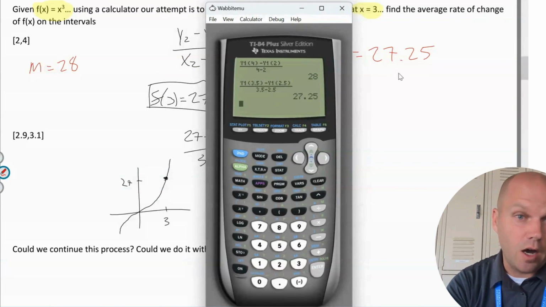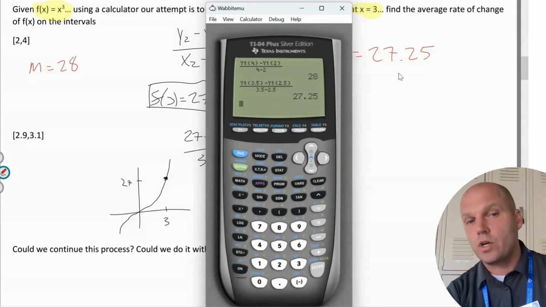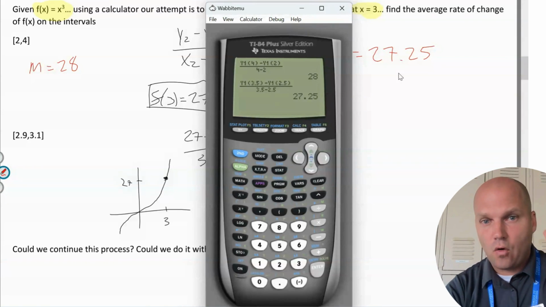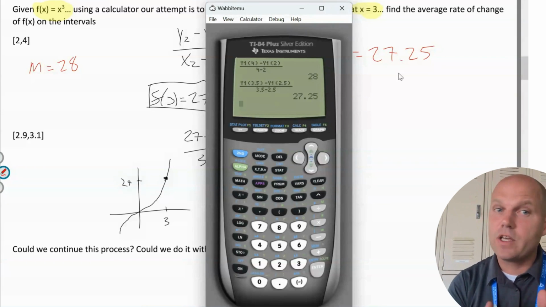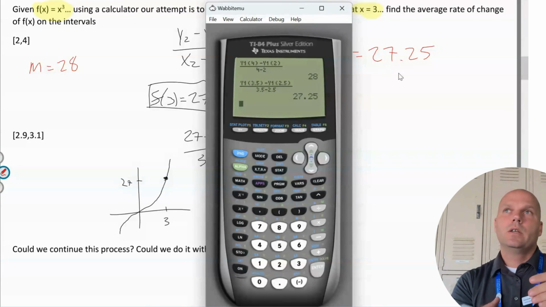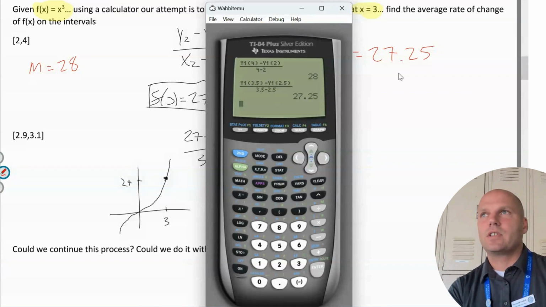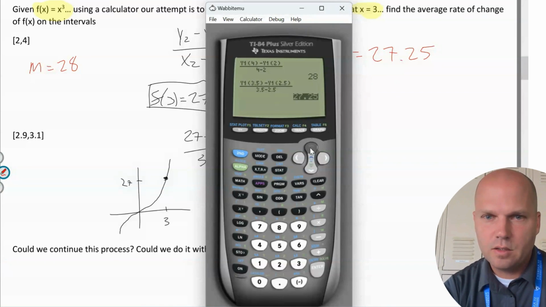Okay, that means on average, the function is increasing 27.25 y's per x over the interval 2.5 to 3.5. A small interval, which means this value is kind of telling me what's going on here. But let's do better. Could I do 3.1 and 2.9?